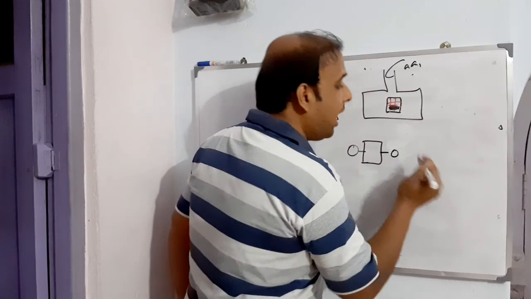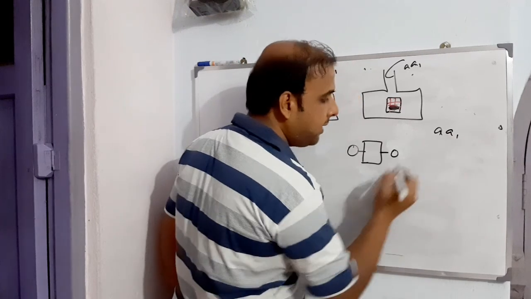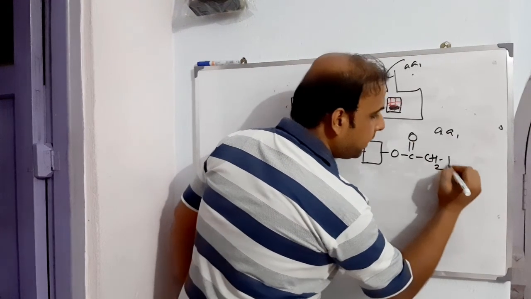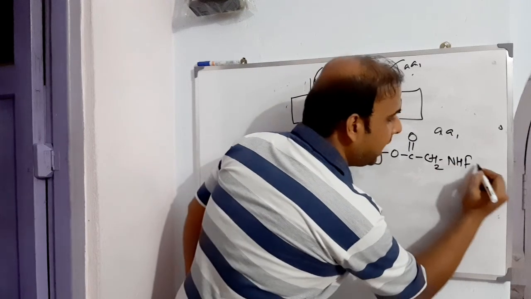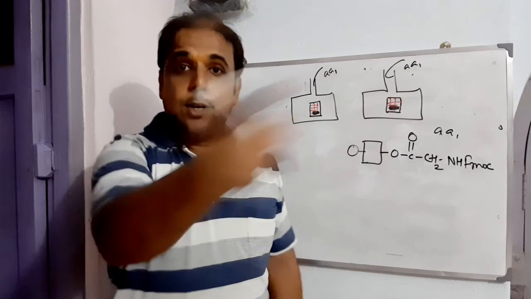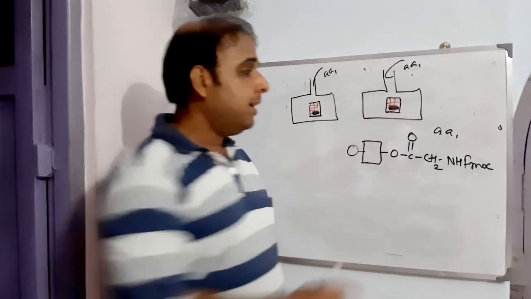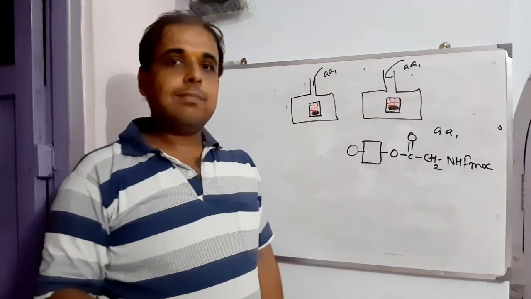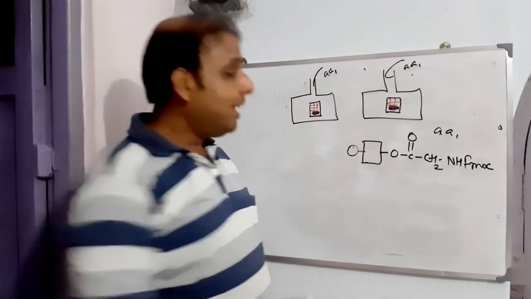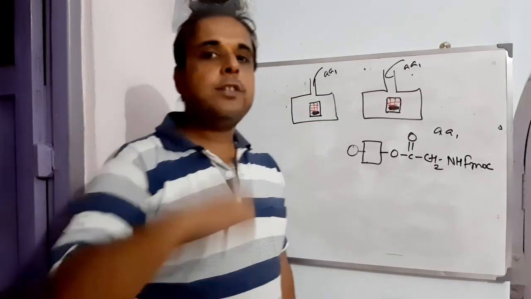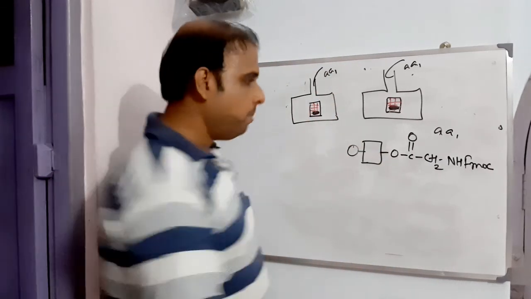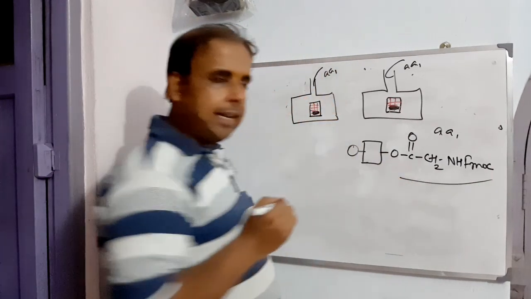Assume that after adding the amino acid as glycine, the glycine will form an ester bond, or ester linkage, with it and become something like this. Why have I written NHFmoc? As I told in my last video, a protecting group needs to be attached to the N terminal in order to make it non-responsive towards external stimuli. Followed? So now there is a formation of something like this.